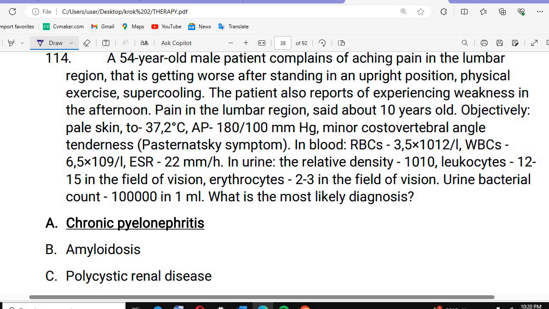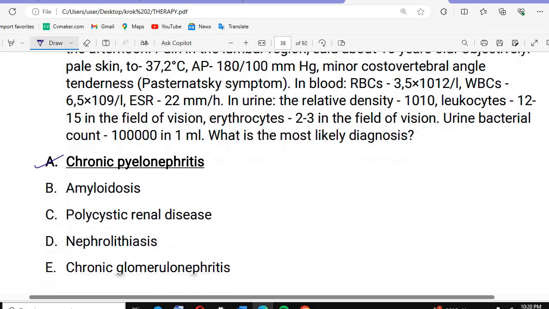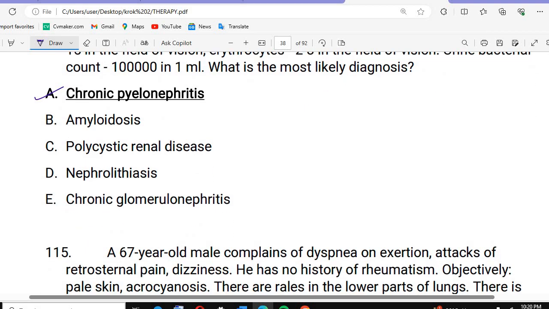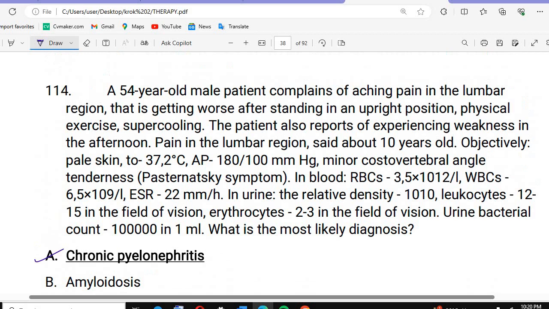After that, we have discussed everything about the pyelonephritis. So this is the case of chronic pyelonephritis. Okay, in pyelonephritis, there will be WBC casts in the urine, and the Pasternatsky sign will be there. So we have seen there is a minor costovertebral angle tenderness, that is the Pasternatsky sign. Now see, if you want to differentiate the acute and chronic.